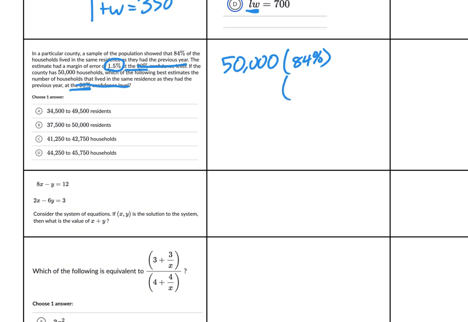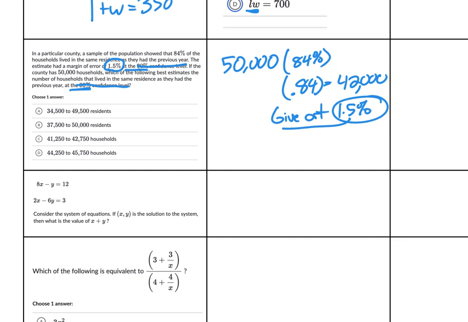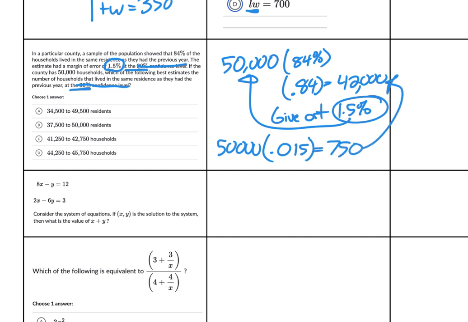And to do that on the calculator, I'm going to multiply by 0.84. So that is 42,000. So that means I would expect around 42,000, give or take 1.5%. So this 1.5% refers to our original amount. So I'm going to go 50,000 times 0.015, and that equals 750. So that means give or take 750.